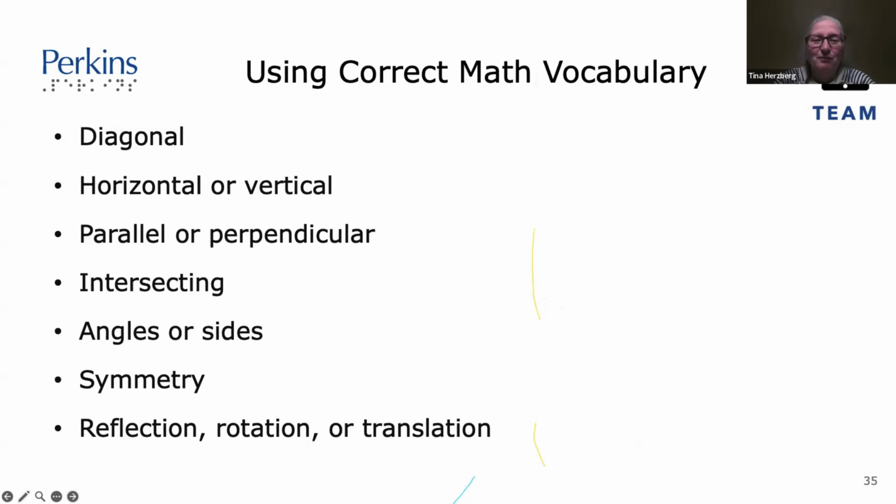So using the correct math vocabulary, whether we are saying diagonal, horizontal, vertical, parallel, perpendicular, these are all the types of things that they are going to be using in math. It's really important that we are reinforcing that math vocabulary and labeling things in ways that they're going to hear in the math room, because this will help them when they hear that language and can already associate it with the graphics.